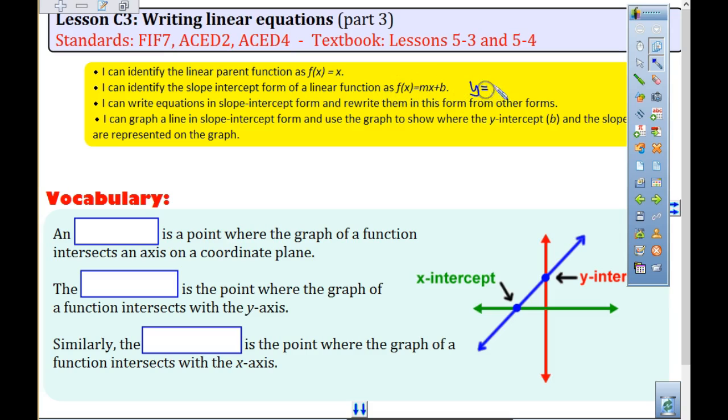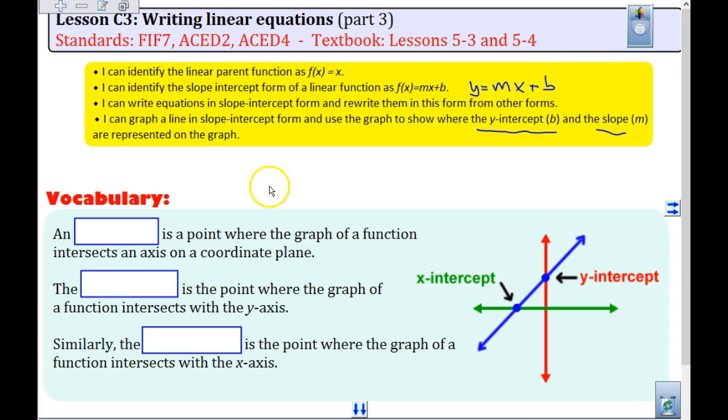So you might have seen this last year when you were looking with your equations, y equals mx plus b. But we're kind of thinking that they are functions. So writing the equation and then being able to write it and rewrite it in other forms. We are going to continue to look for that y-intercept. We're going to always look for our slope as we are graphing.